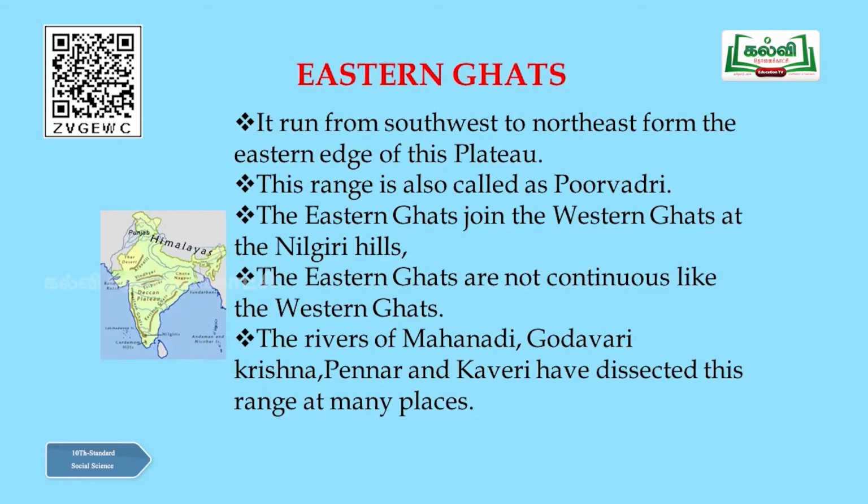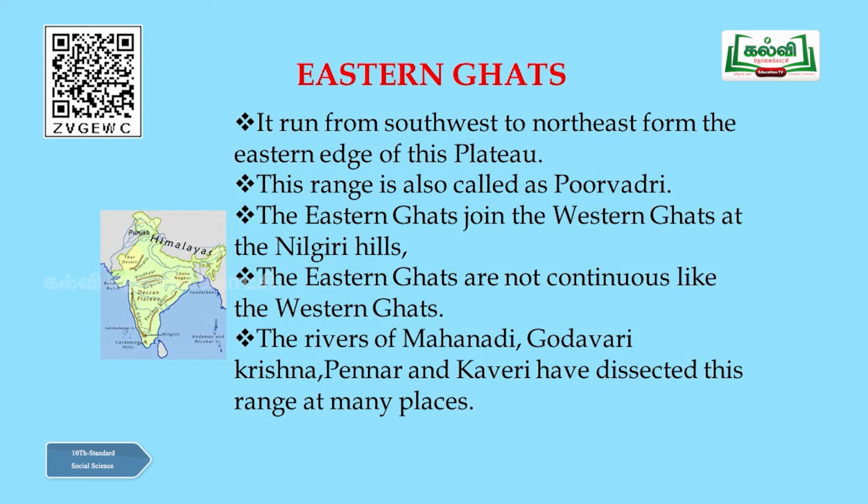And the next important range is Eastern Ghats. It runs from southwest to northeast along the eastern edge of this Deccan Plateau, and this range is also called Purvadri. The Eastern Ghats and the Western Ghats meet at one point, and that point is the Nilgiri Hills. The Eastern Ghats are not a continuous range, whereas the Western Ghats is a continuous range.